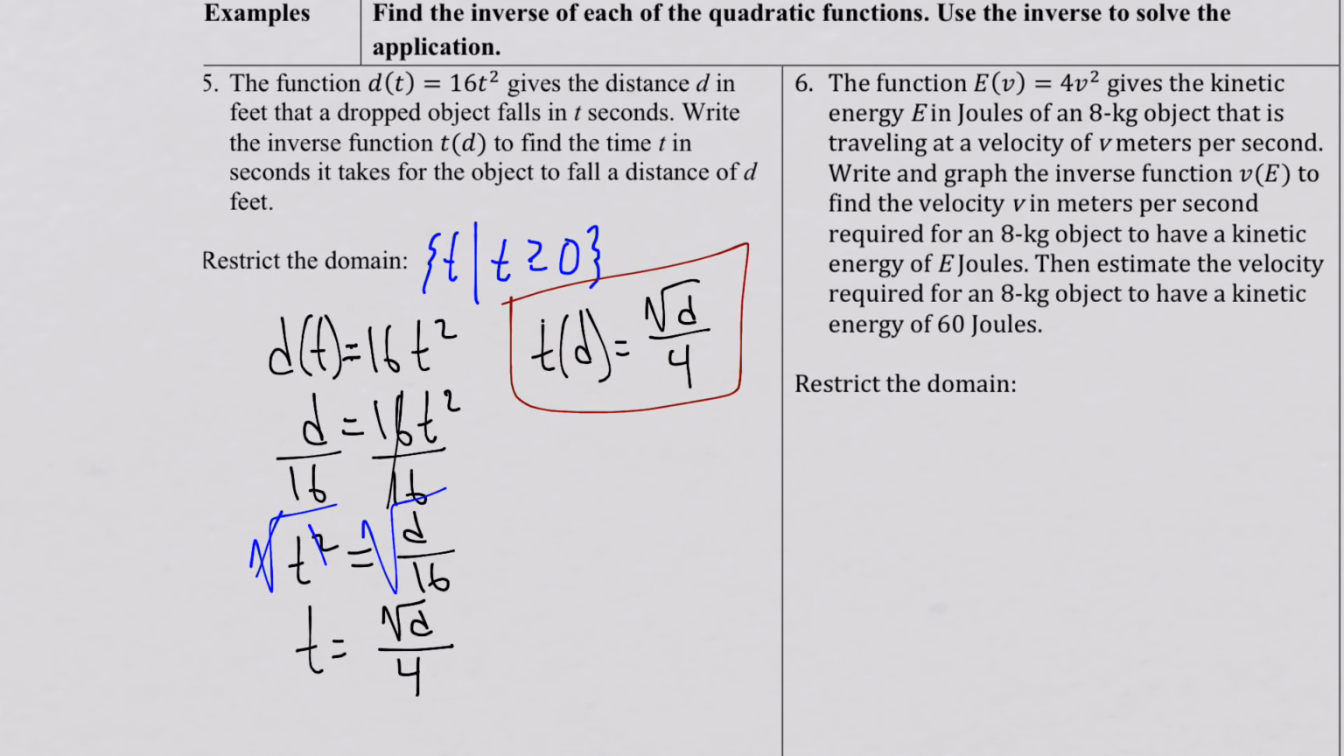Radical d over 4. Now, what this allows us to do is, if I wanted to, I could plug in a distance and find out how long it takes for the object to fall that distance. Whereas this one allowed us to plug in a time and figure out how far this object would fall in that given time. Okay, so look, this one you can plug in time to get distance. This one you can plug in a distance to figure out the time. That's the difference between the two.